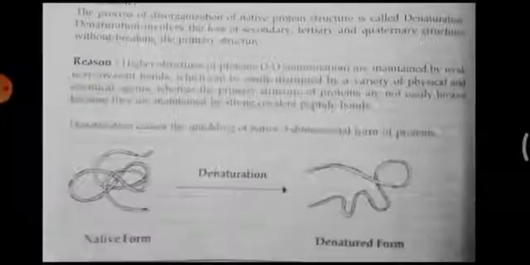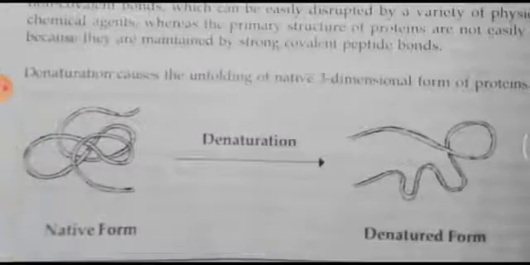In this diagram you can see the native form before the arrow mark, and after the arrow mark you can see the denatured form. In the denaturation process, the native form loses its three-dimensional conformation and becomes denatured. This process is called denaturation. Above or below the arrow mark you can write denaturing agents, which can be physical in nature or chemical in nature.